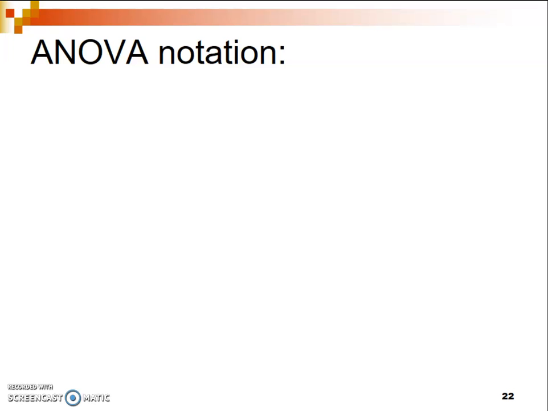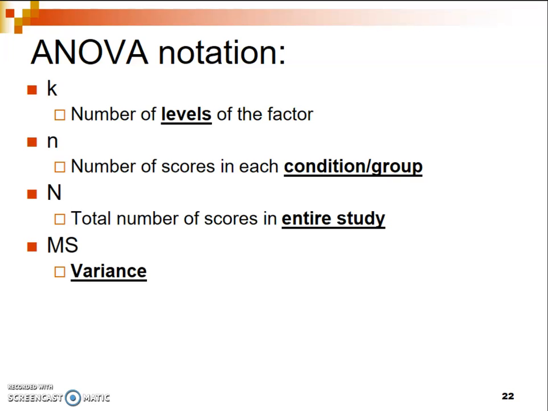So one other thing I wanted to talk about was the notation that we're going to be using in ANOVA. So here are some of the various symbols that we're going to learn about in ANOVA. We're going to use the symbol K to indicate the number of levels our factor has. We're going to use the little n to indicate the number of scores in each condition or group. Big N is going to refer to the total number of scores in the study, and MS is just a fancy way of saying variance. So in the previous chapter, we used s squared, little s squared, to represent our variance. So now in this chapter, since we're separating variance into different components, we're going to use MS.